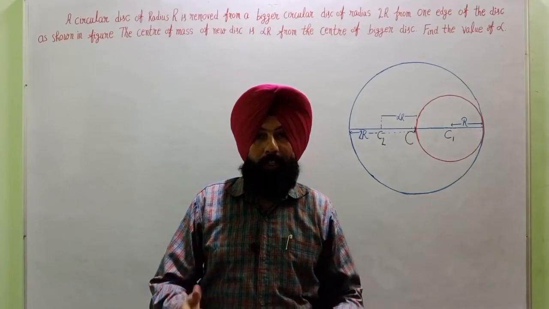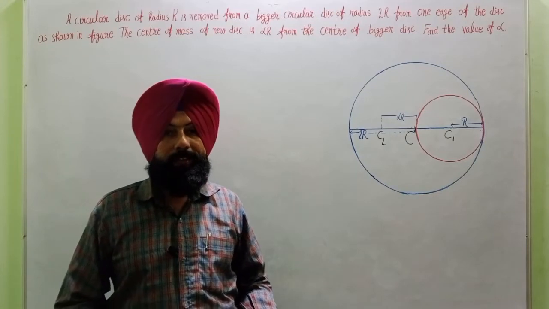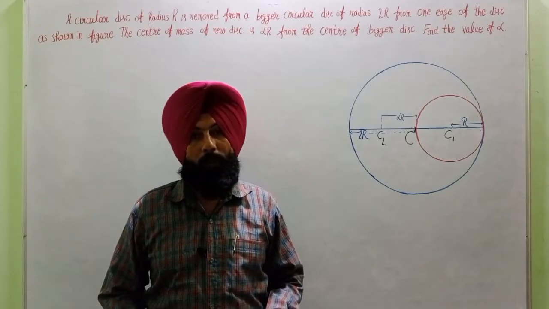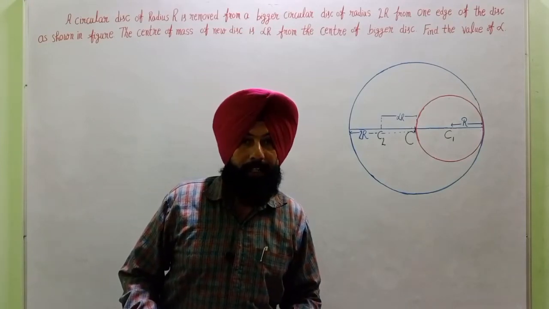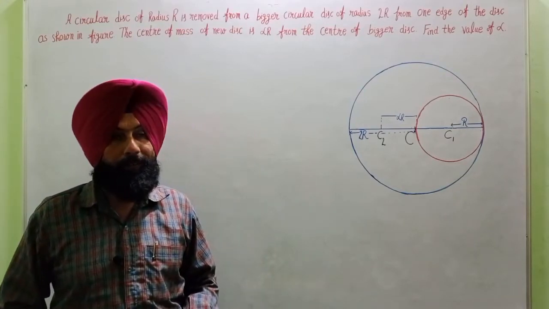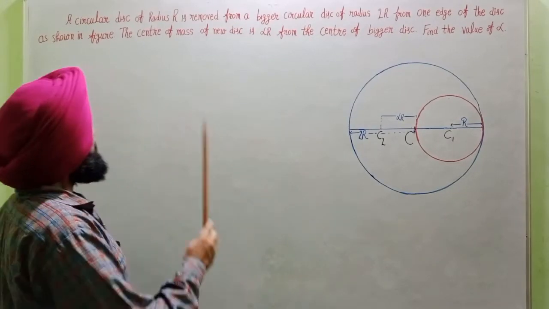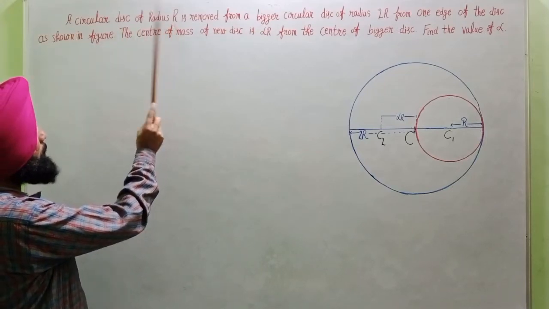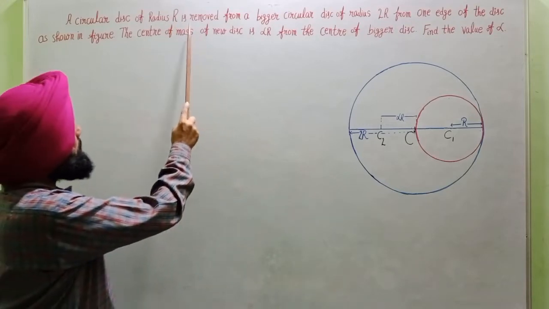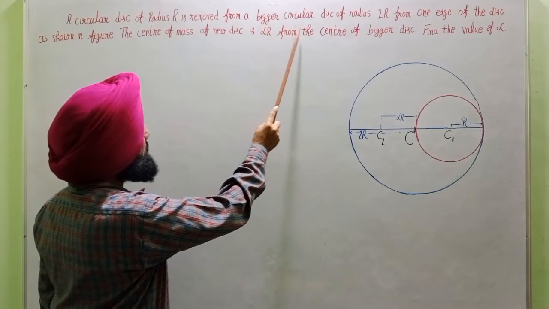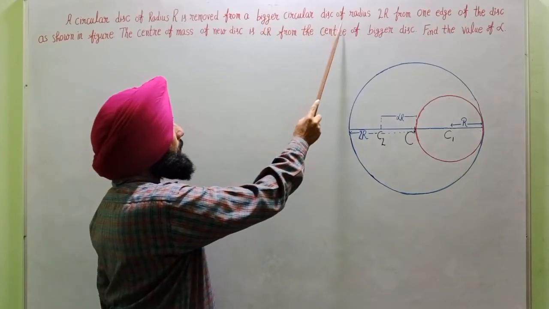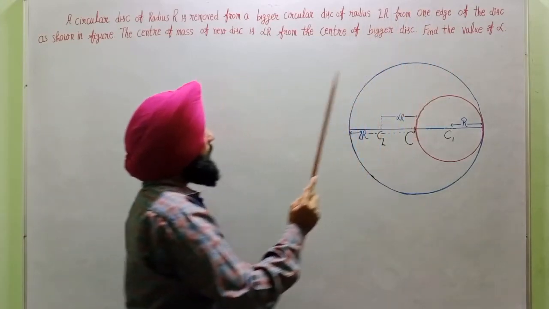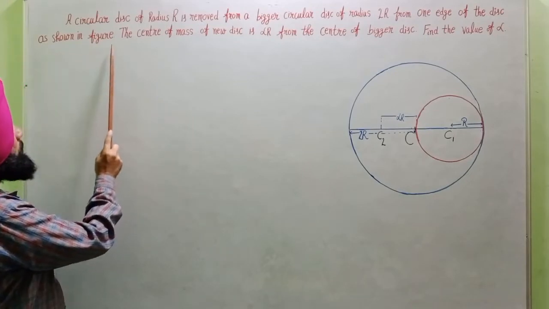Hello students, now we will discuss another numerical related to center of mass. Subject physics class plus 1. Now in this numerical we have a circular disk of radius capital R removed from a bigger circular disk of radius 2R from one edge of the disk as shown in the figure.